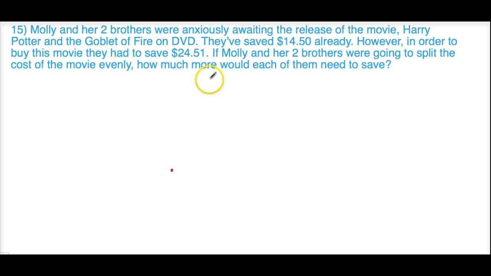Molly and her 2 brothers were anxiously awaiting the release of the movie, Harry Potter and the Goblet of Fire, on DVD. They've saved $14.50 already in total. However, in order to buy the movie, they have to save $24.51. If Molly and her two brothers were going to split the cost of the movie evenly, how much more would each of them need to save?